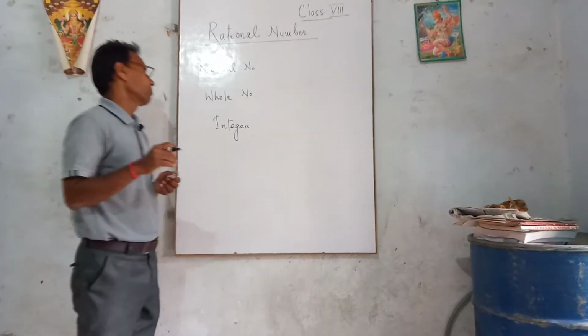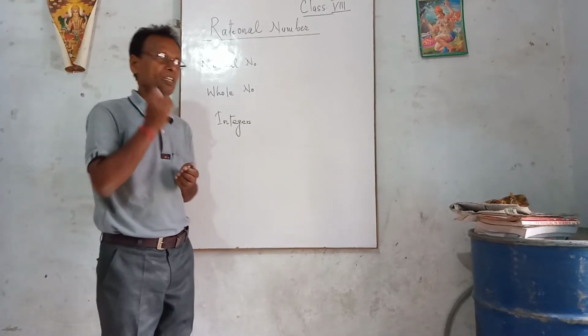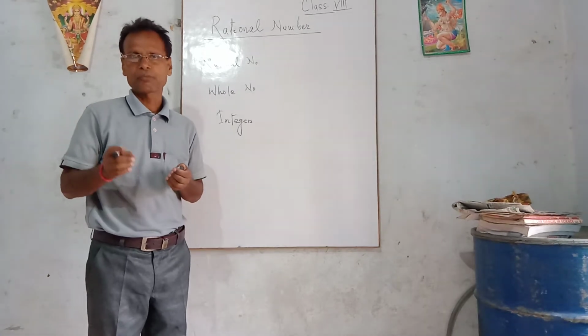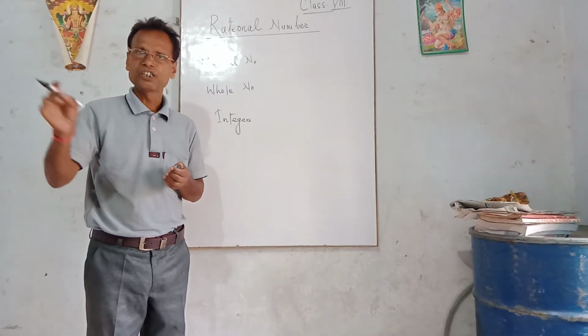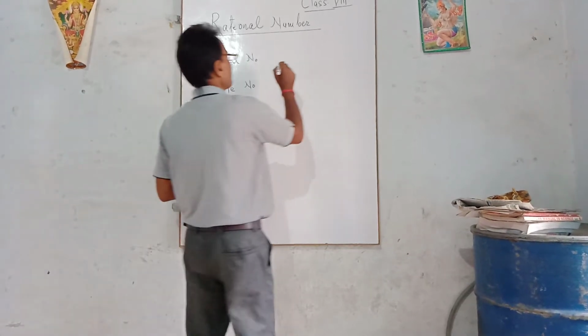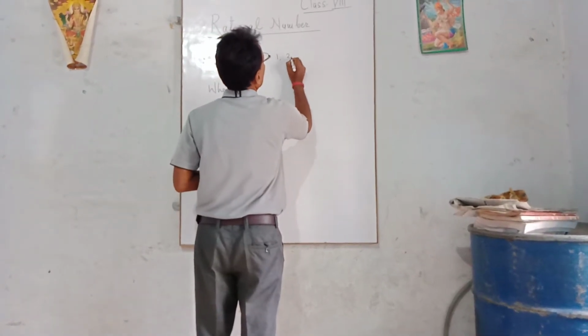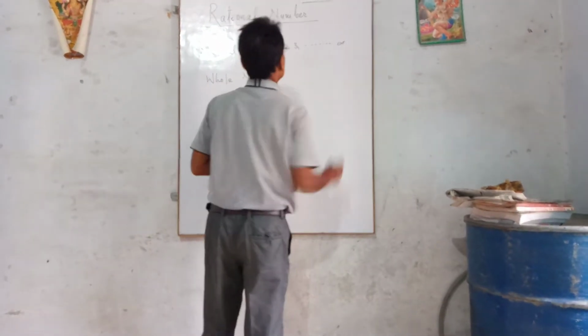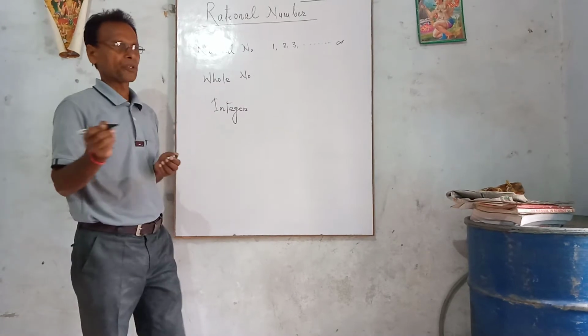Dear students, all the counting numbers are called natural numbers, and counting numbers start from 1 and go to infinity. That's why we can write for natural numbers 1, 2, 3 and so on up to infinity.